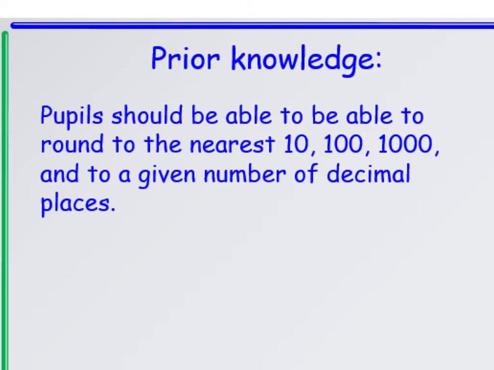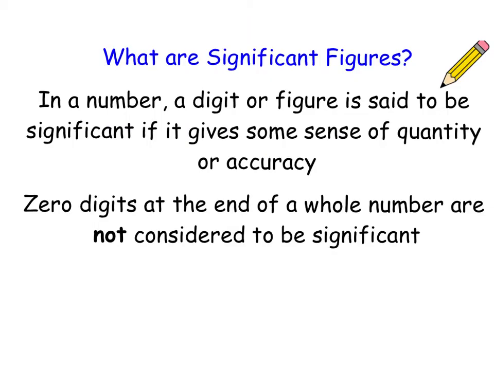Think of the word significant. Where have you heard that before? Outside of maths, the most obvious one to me is talking about your significant other, probably the most important person to you. So if something is significant, I need you to remember that that means important, okay? So significant figures. Given a number, a digit or a figure is said to be significant if it gives some sense of quantity or accuracy. Significant figures help us keep the placement or the size of numbers correct.